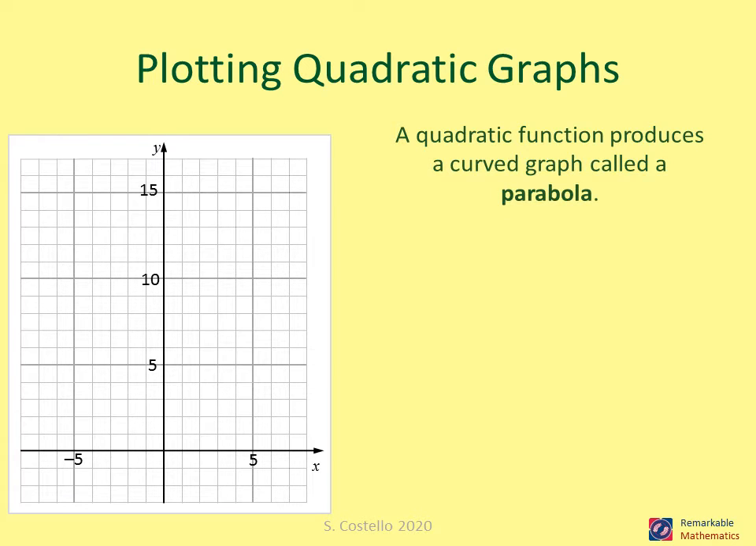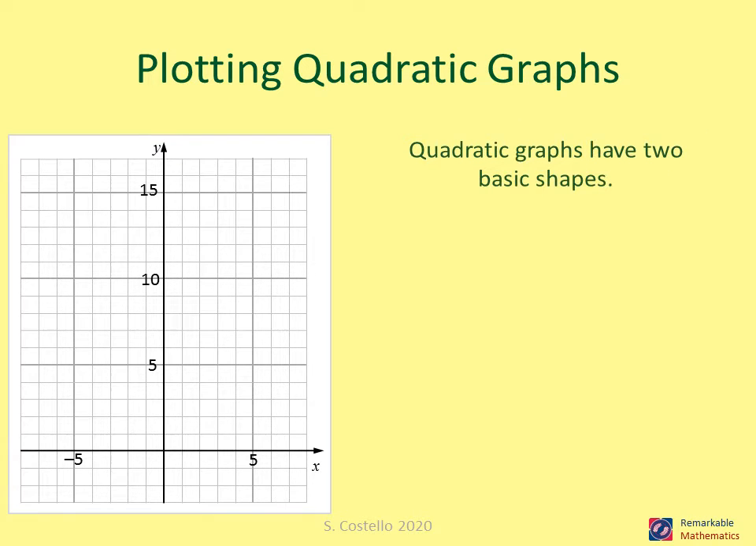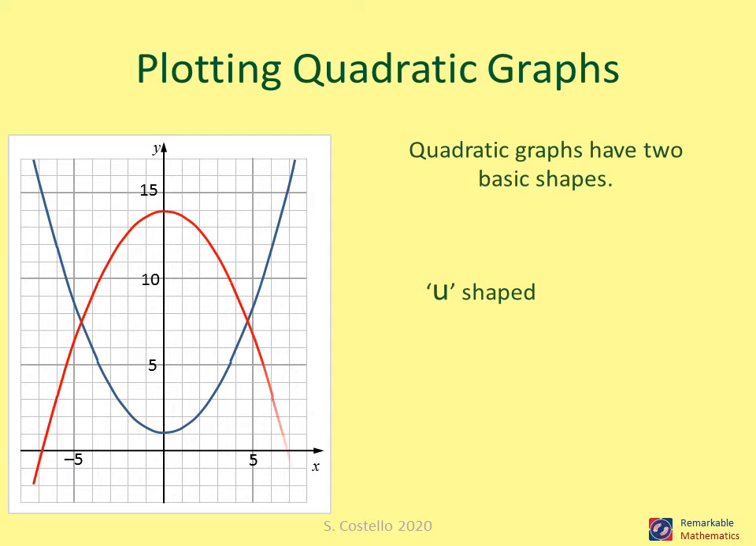A quadratic function produces a curved graph called a parabola. Quadratic graphs have two basic shapes: U-shaped or N-shaped.